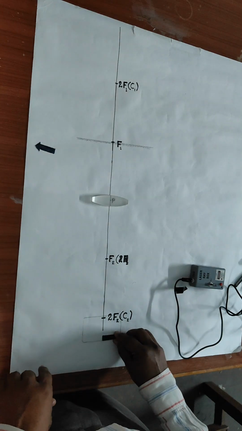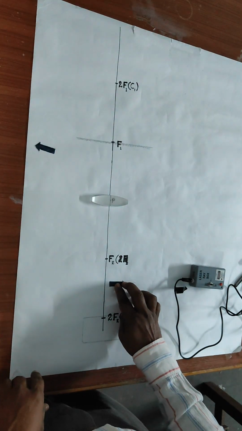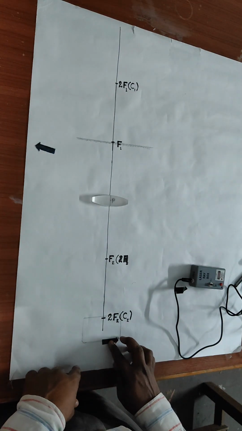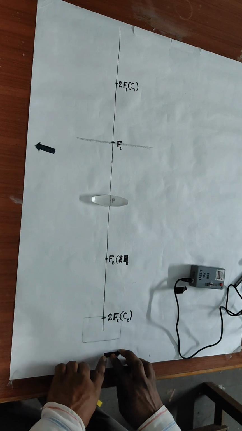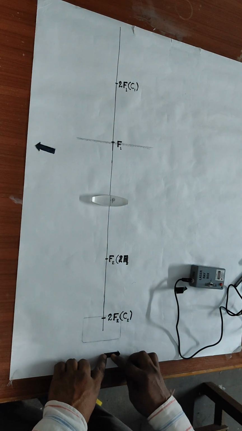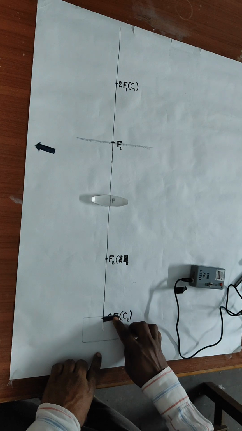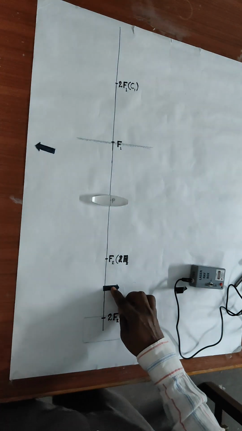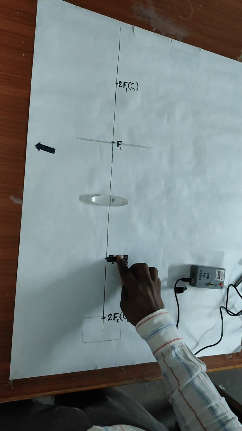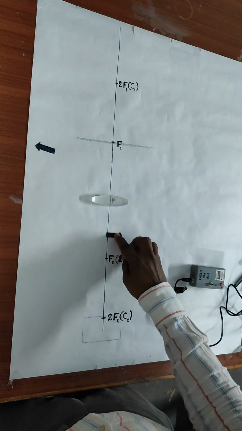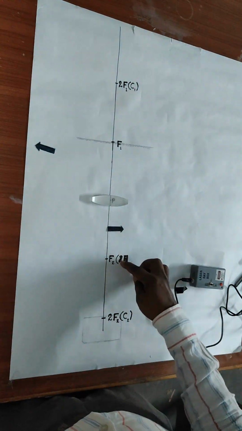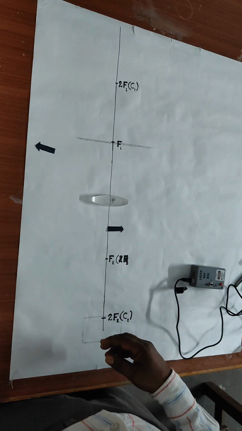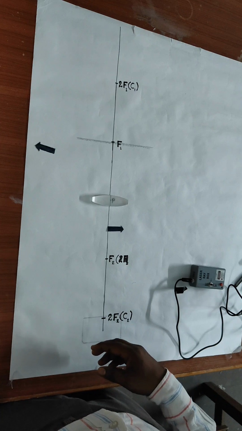Now let us place this object at various distances in front of the convex lens. For example, first let us place the object beyond the center of curvature, then at the center of curvature, then between focal point and center of curvature, then the object is placed at focal point, then the object is placed between P and focal point. Then we observe the various types of images and nature of the images.